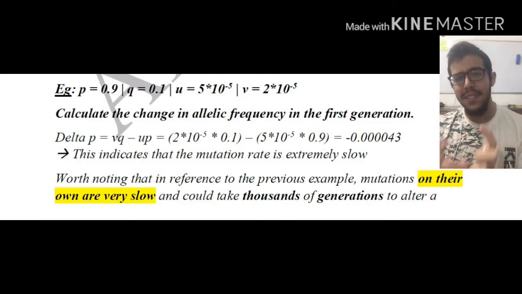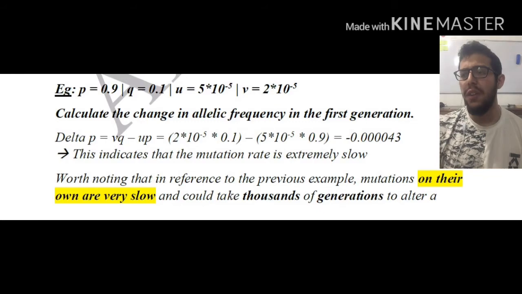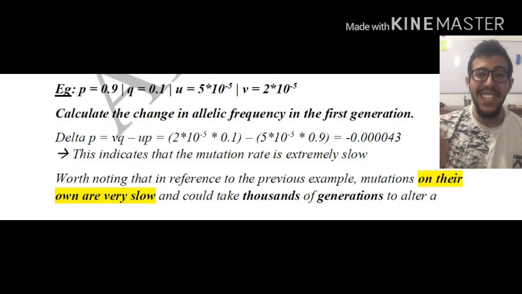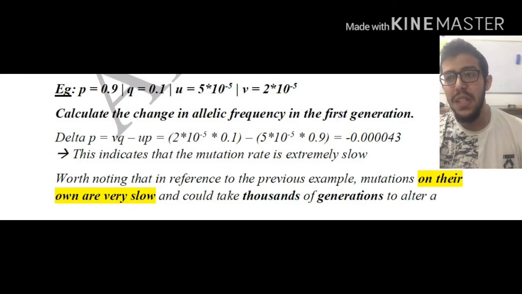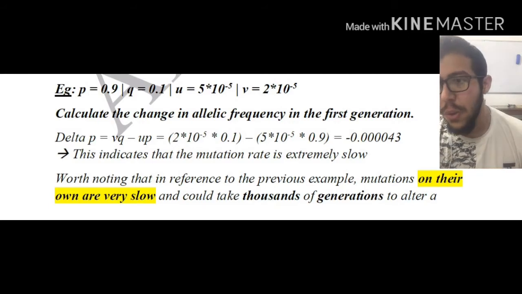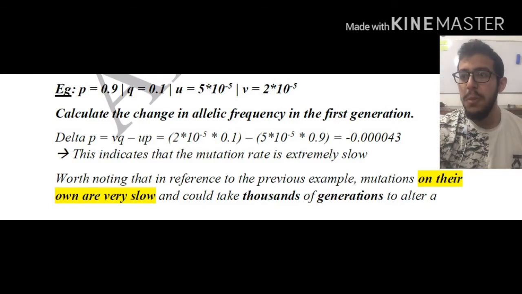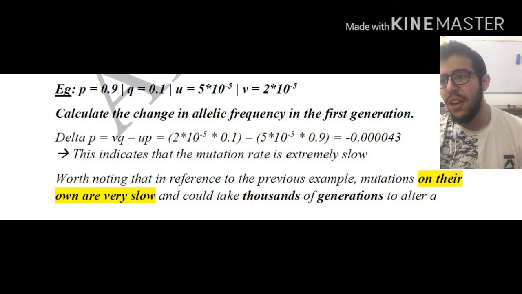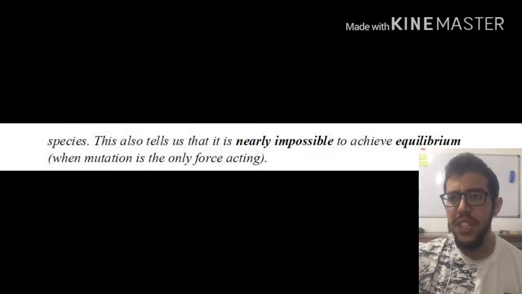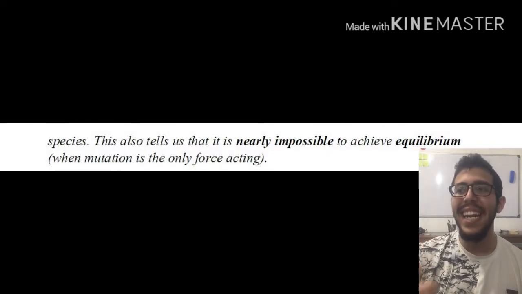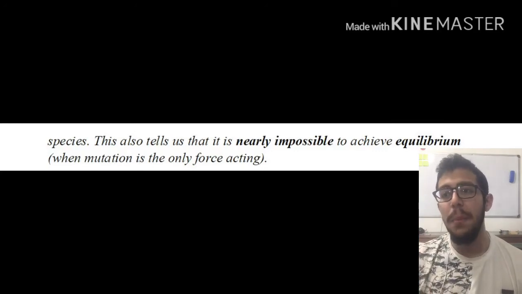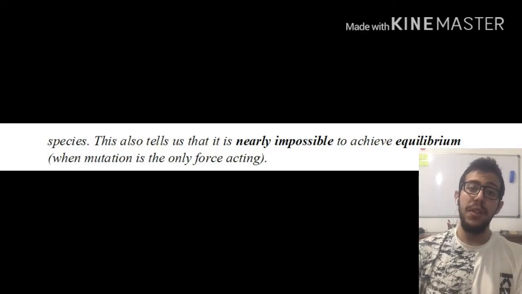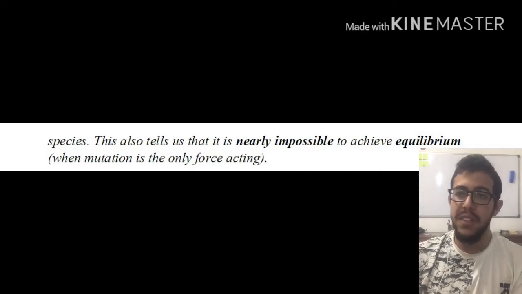The conclusion that we want to draw from here is that the answer is minus 0.000043, which is extremely small, and so this indicates that the mutation rate is very, very slow. It's worth noting, in reference to the previous examples, that mutations on their own are very slow, as we mentioned before, and it could take thousands of generations to alter a species. This also tells us that it is nearly impossible to achieve equilibrium when mutation is the only force acting. This is very important to note, because if mutation was the only force acting, it would simply be impossible.